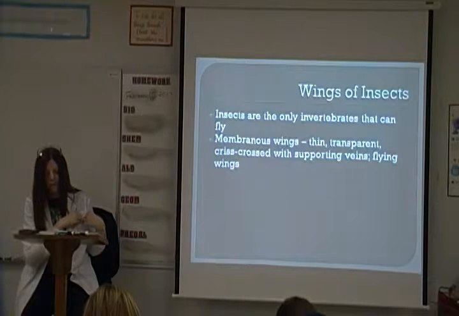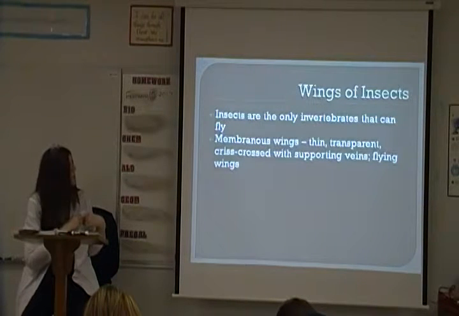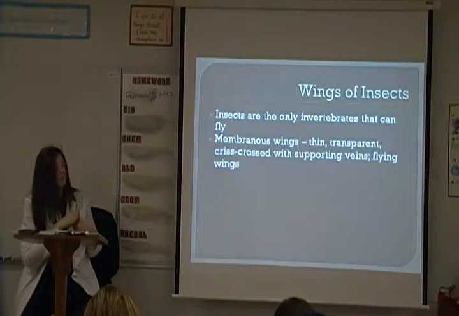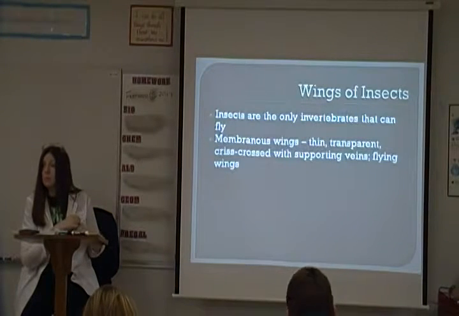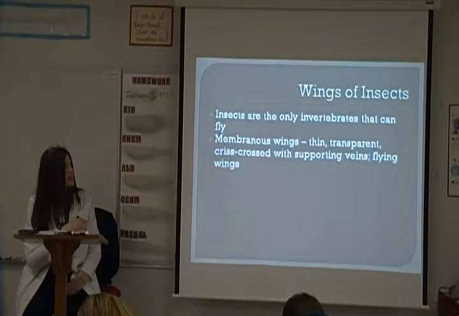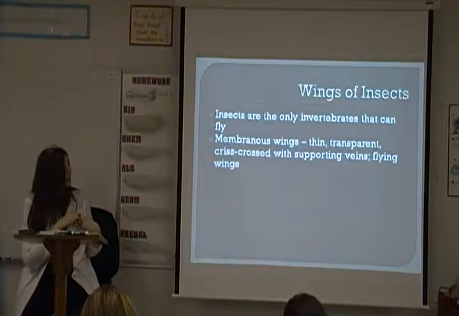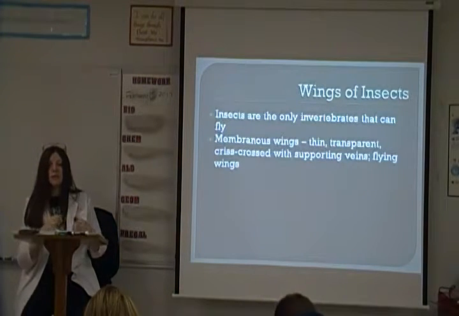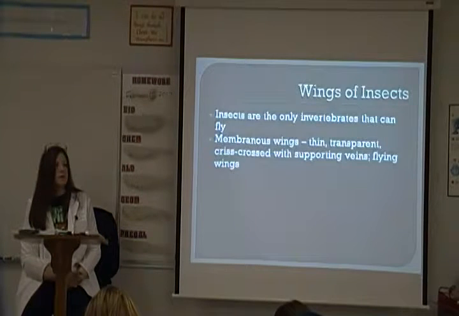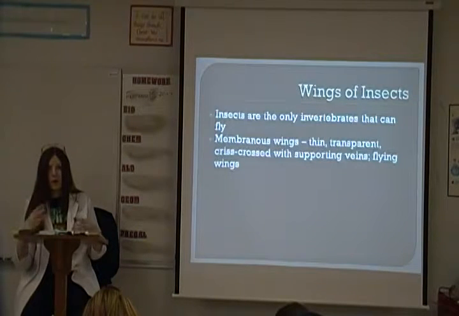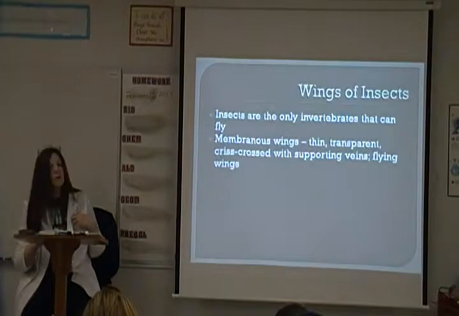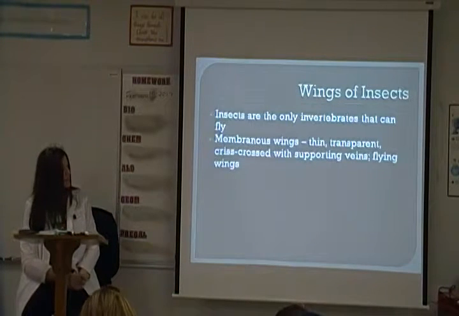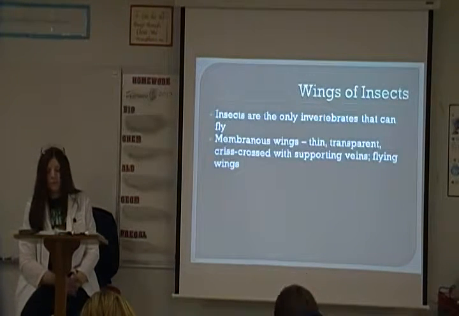They do have different flying speeds thanks to their wings as well. But the first pair are the most common type of insects, and they're called membranous wings. And these are thin, transparent wings. When you look at them, they're crisscrossed with lots of veins, and that supplies the blood, or it's actually called hemolymph, but supplies the energy and everything to those wings. But these are the flying wings, the membranous wings.